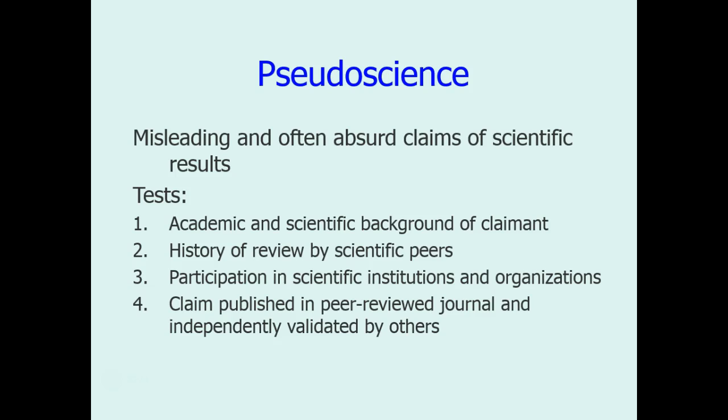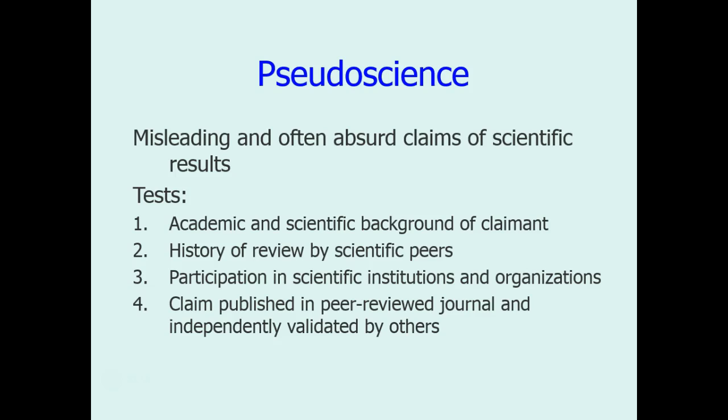So here are some of the tests. What's the academic and scientific background of the claimant, okay? Has that person got a history of good, reasonable publications? Now that's sort of a catch-22. A new upstart doesn't have that, so do you then neglect everything that he does or she does? No, you can't do that. So what's the academic and scientific background of the claimant?